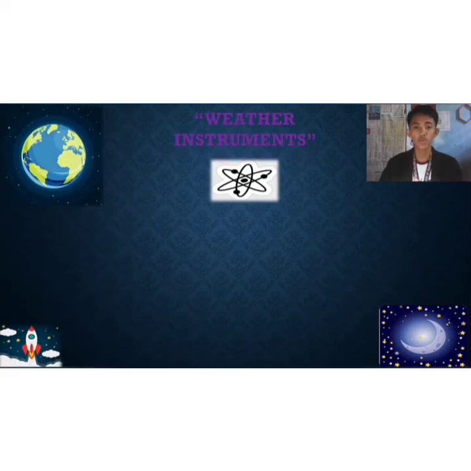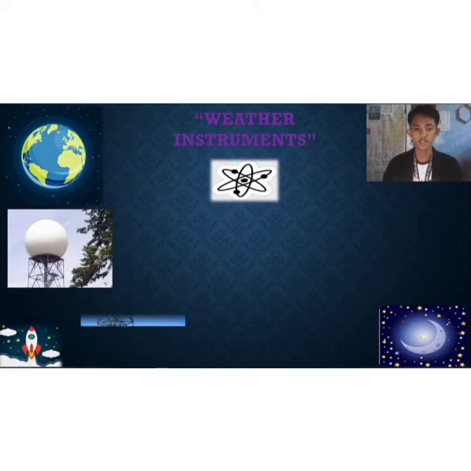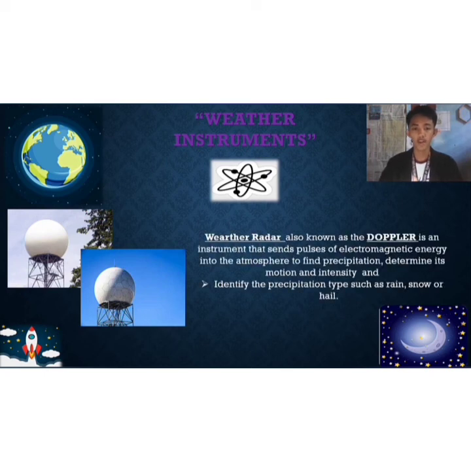So next weather instrument is the weather radar, also known as the Doppler. So Doppler is an instrument that sends pulses of electromagnetic energy into the atmosphere to find precipitation and determine its motion and intensity, and identify the precipitation types such as rain, snow, or hail. So this is the weather radar, also known as the Doppler.